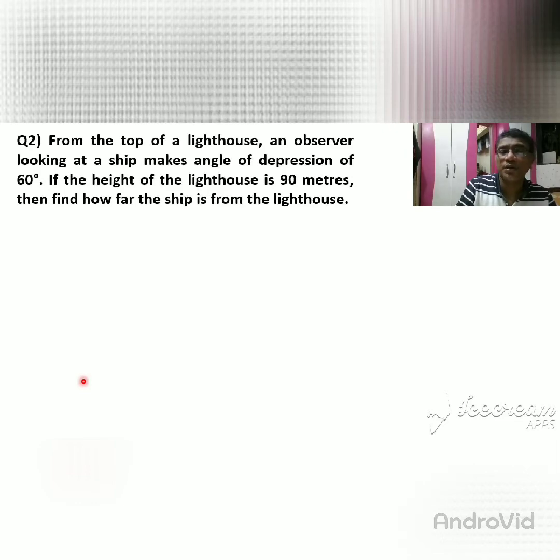Then we are going to learn problem number 2. From the top of the lighthouse, an observer looking at a ship makes an angle of depression. Why angle of depression? Because the lighthouse is the top position, so from the top he sees down below. So there is an angle of depression. The angle of depression is 60 degree.